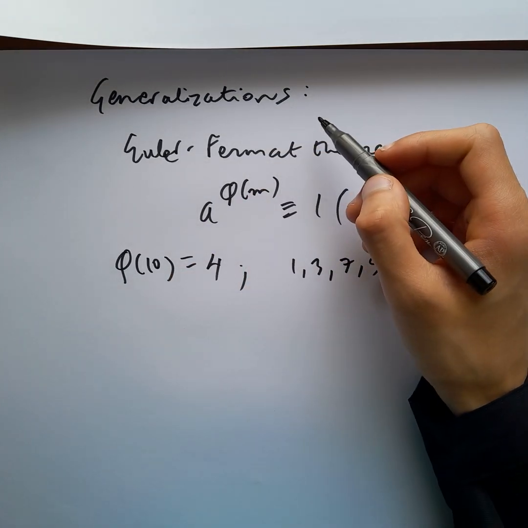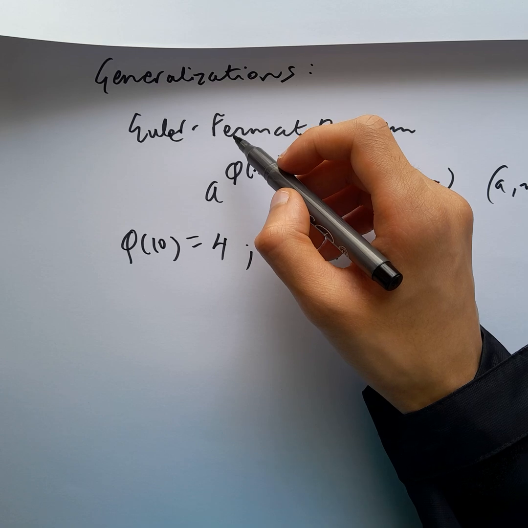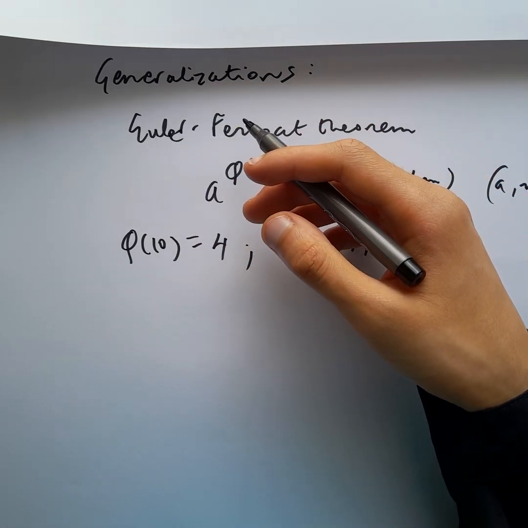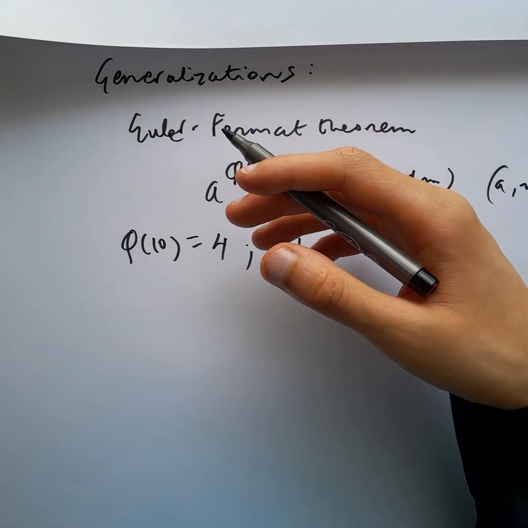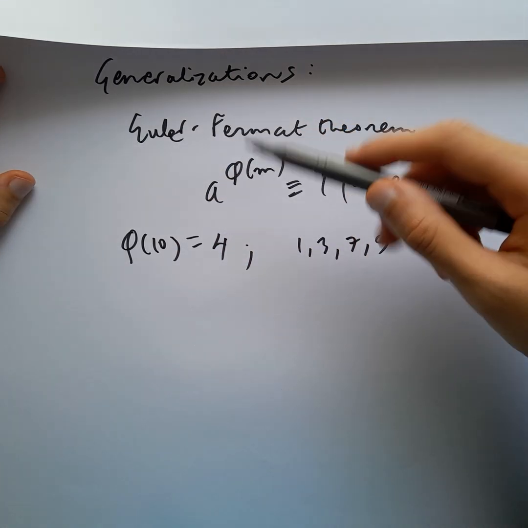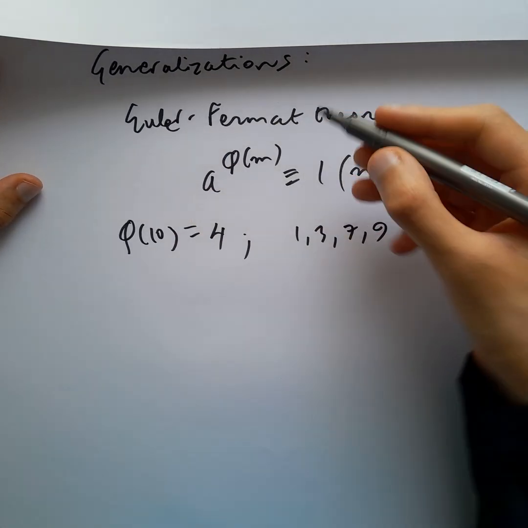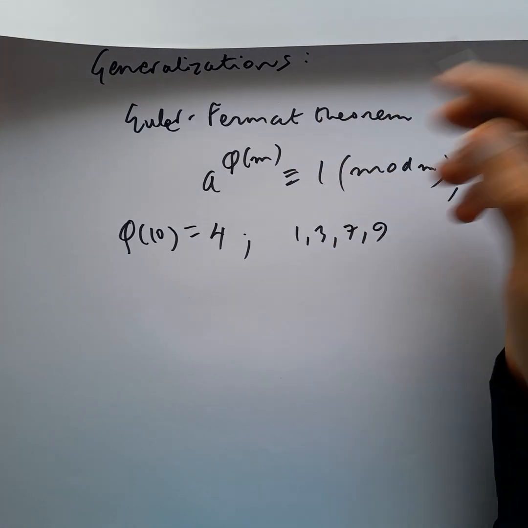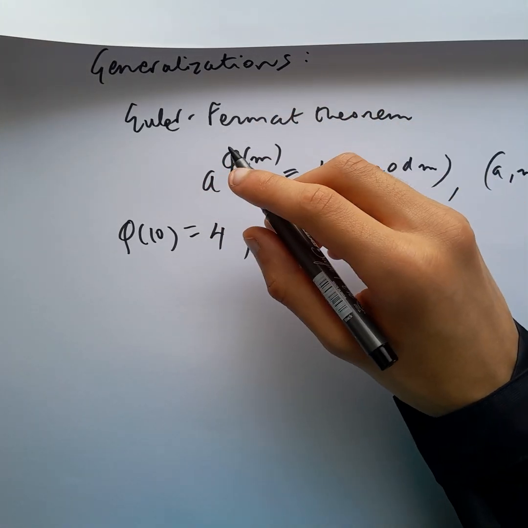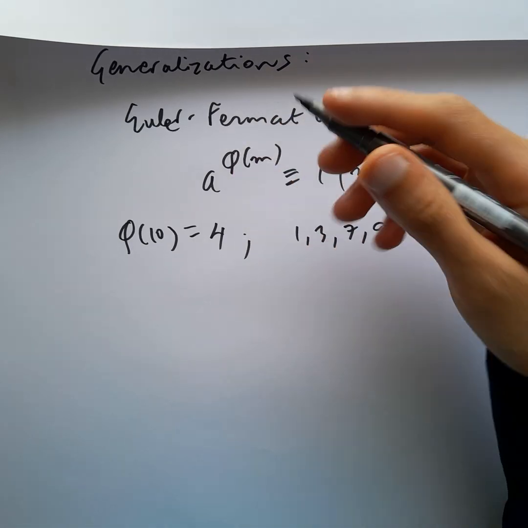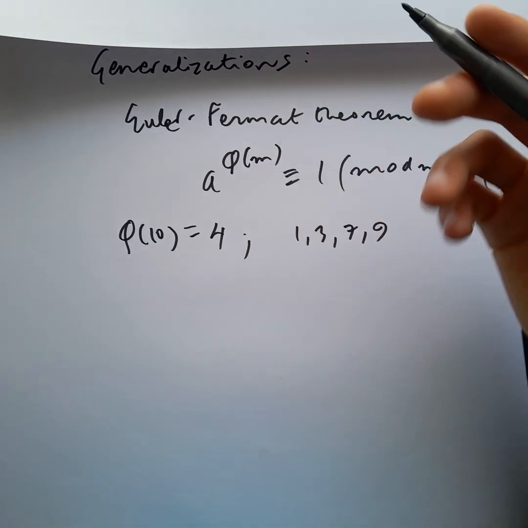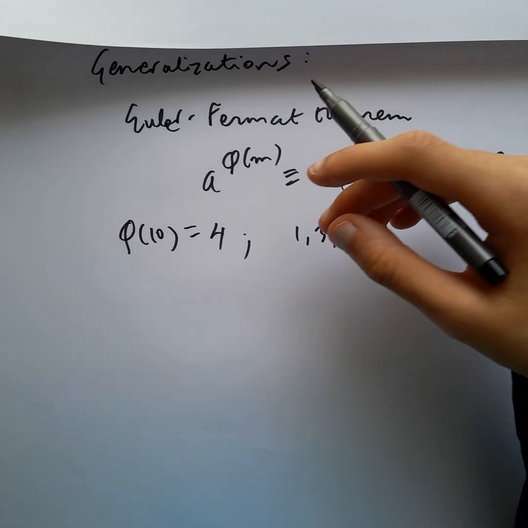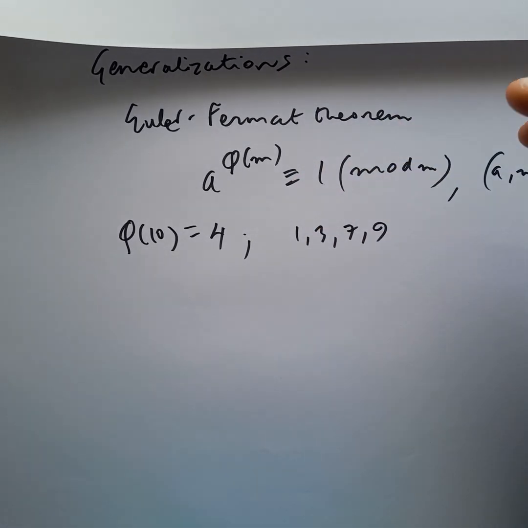So incidentally, the Euler-Fermat theorem is actually a special case of an even more general theorem from group theory, which is called Lagrange's theorem, which says that the order of any subgroup of a group divides the order of the group. Maybe we'll do a video another time on that.